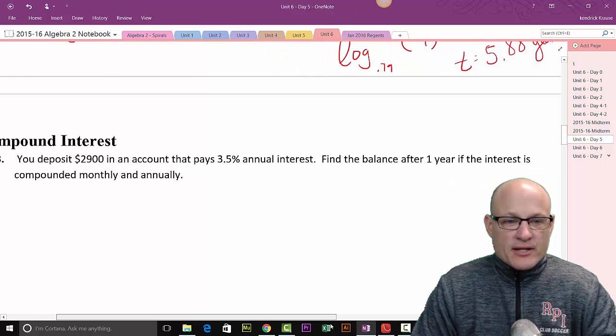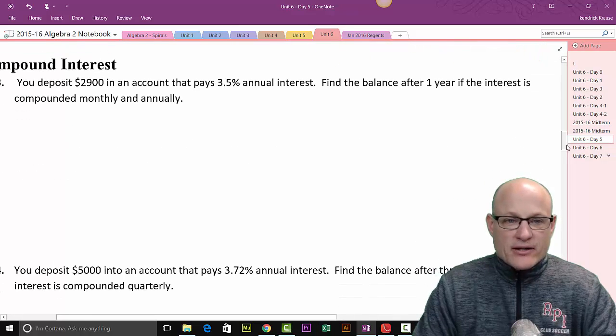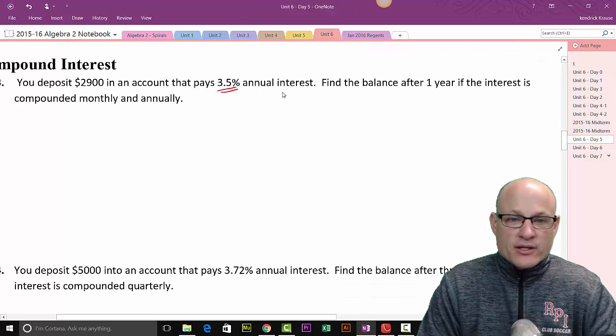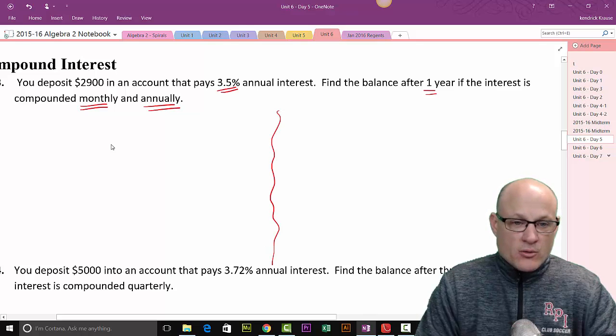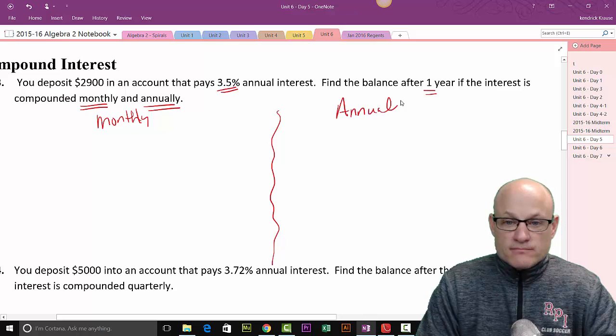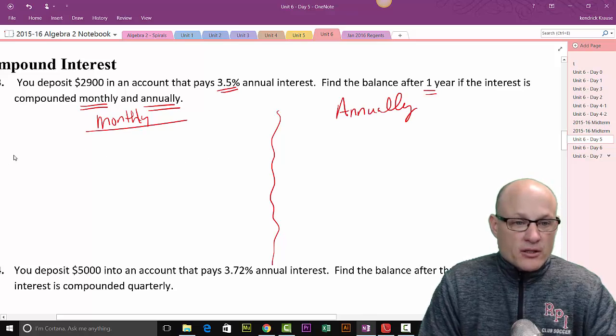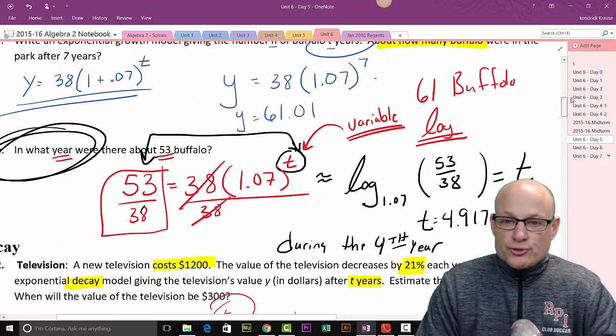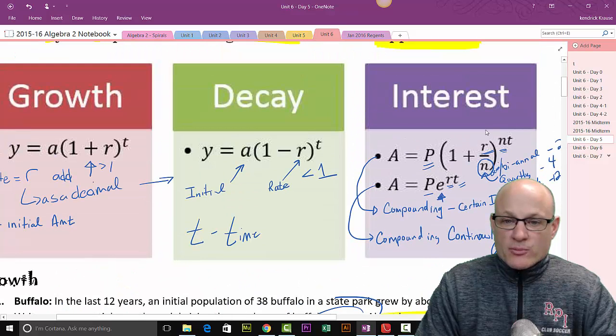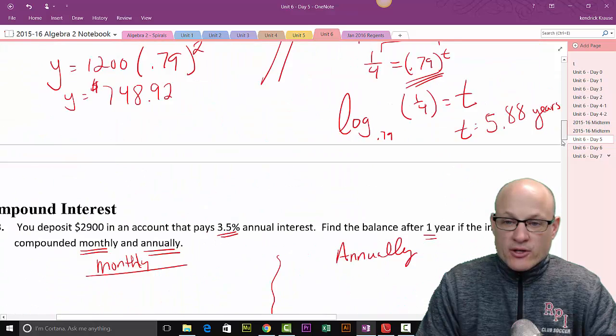So compounding interest, you deposit $2,900 in an account that pays 3.5% annual interest. Find the balance after 1 year if the interest is compounded monthly and annually. So we've got two different problems to do here. We're going to do monthly over here and annually over here. Okay, so formula. Go back, right? Start with the principal amount, 1 plus the rate over the number of times compounded, raised to the number of times compounded times t.